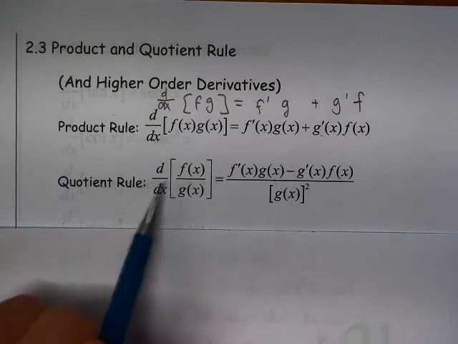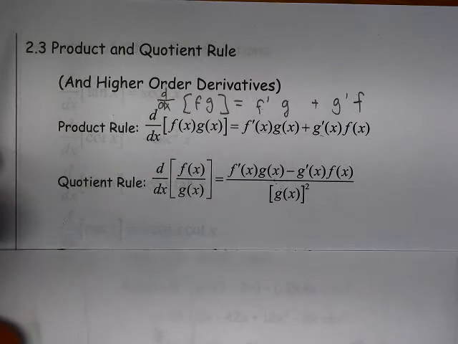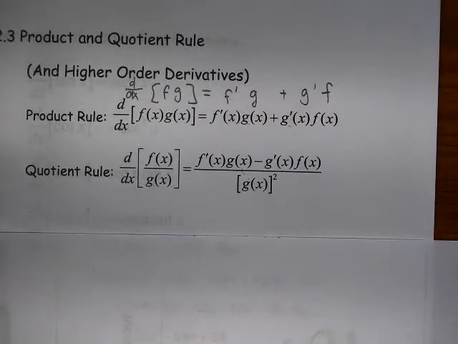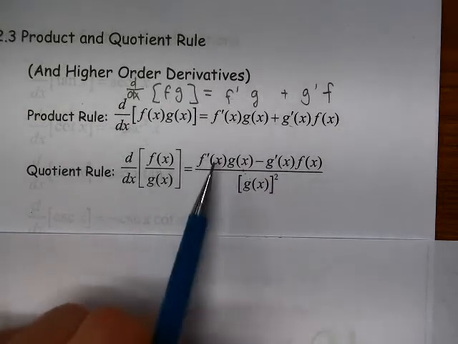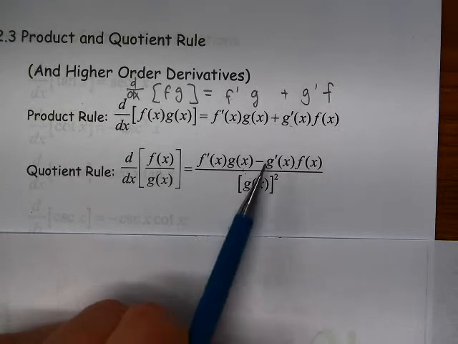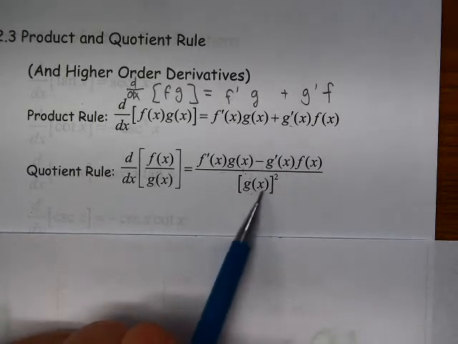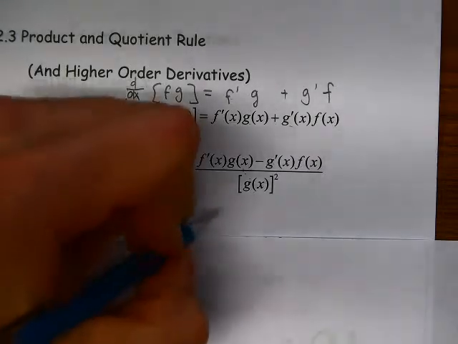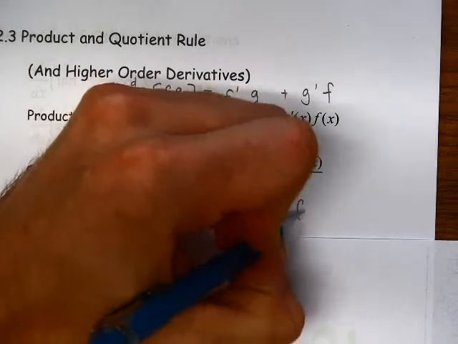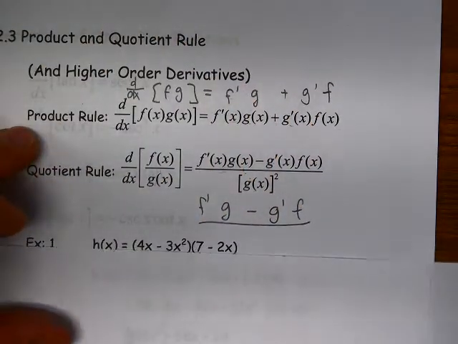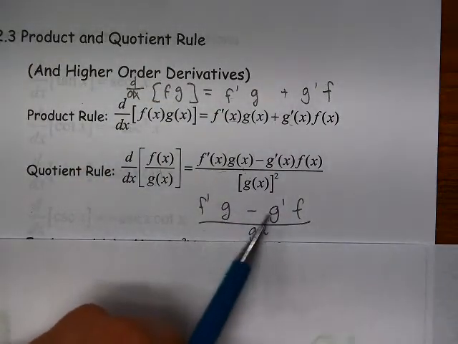The quotient rule, we're taking the derivative of a quotient of two functions. The numerator of this derivative is going to be f prime times g minus g prime times f, all divided by g of x squared. Again, to help me remember this, I usually think of it as f prime g minus g prime f.